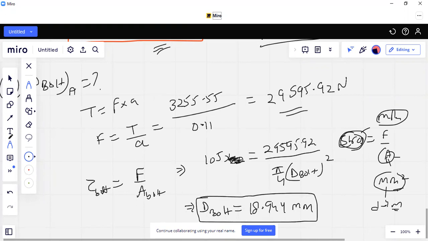So in the question, we have to calculate two values, diameter of shaft BC and diameter of bolt. So these are the two answers. I hope you got the exact method for solving this question. Thank you.